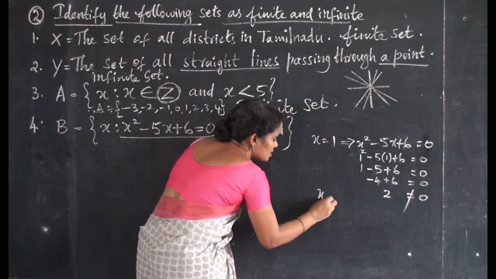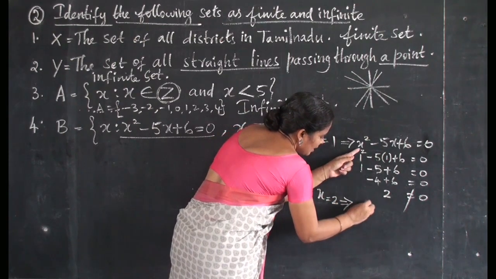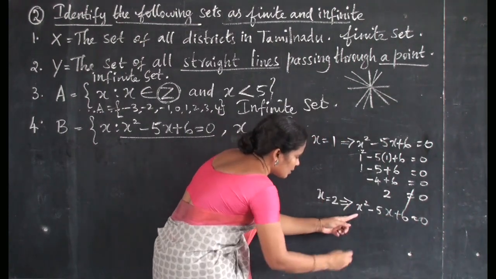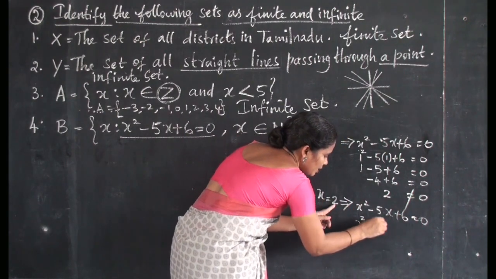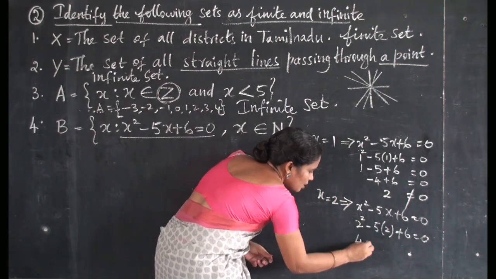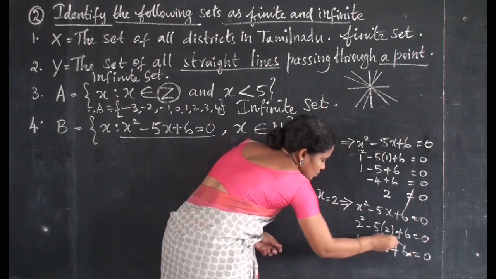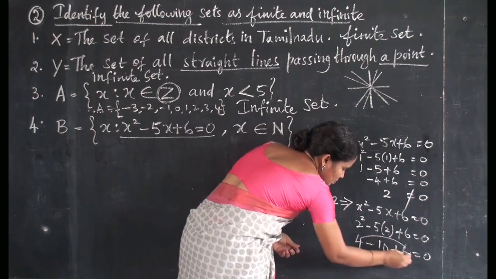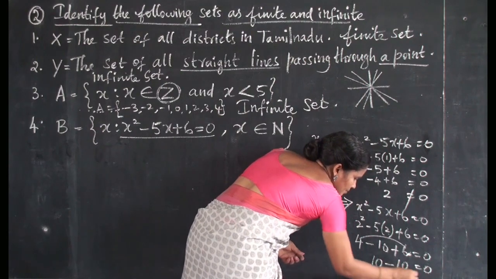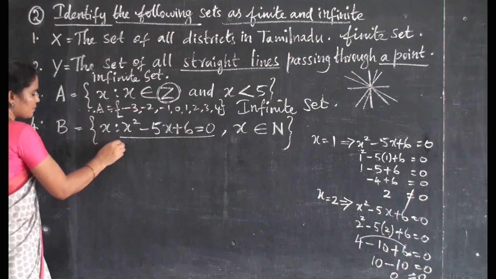Again we can take x equal to 2. Apply x² - 5x + 6 = 0. So 2² - 5(2) + 6. 2 into 2 is 4, 5 twos are 10, plus 6. So add both positive numbers, 6 plus 4, 10, and minus 10 is equal to 0. So it is satisfied with x equal to 2. It is a finite set.